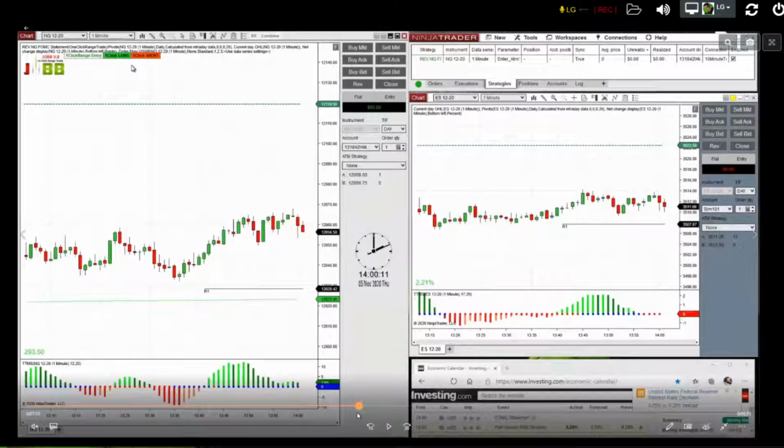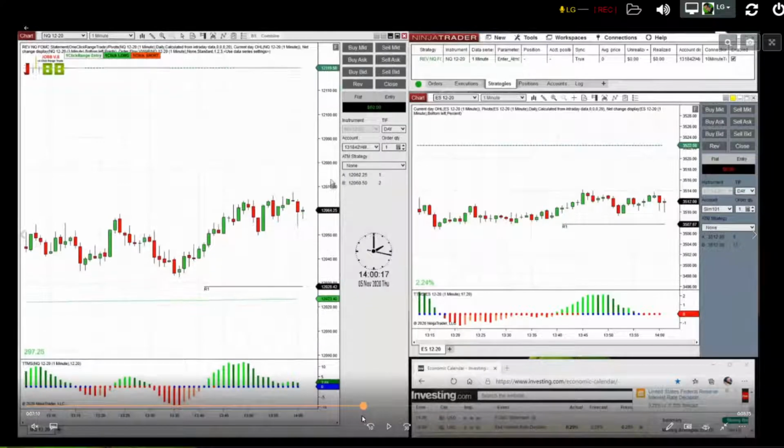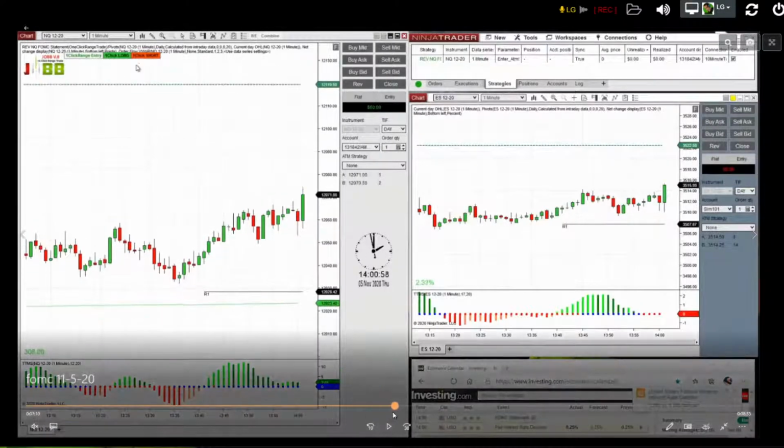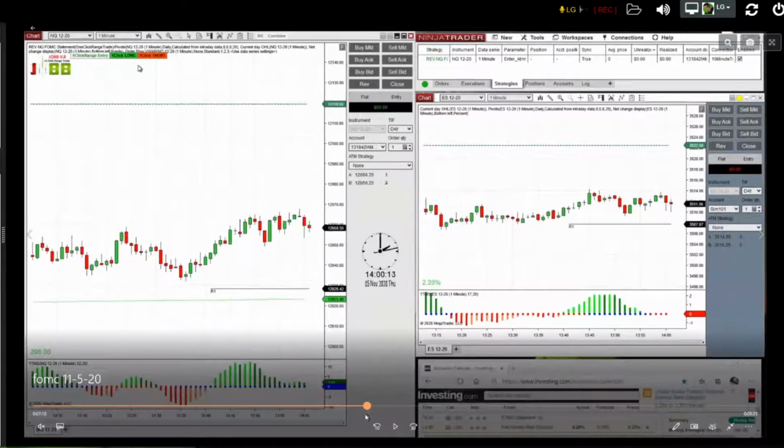12.56.50 gets hit on the short side. You're in this trade short. You're in the trade short. And it looks to me like you're in the trade short. Am I wrong?